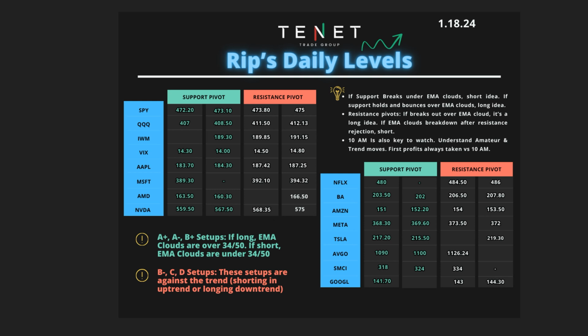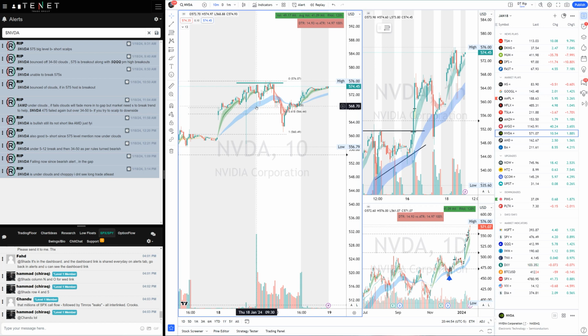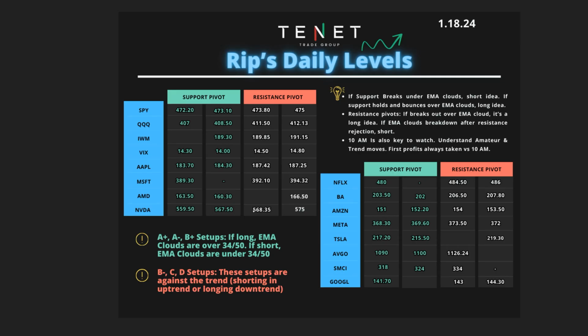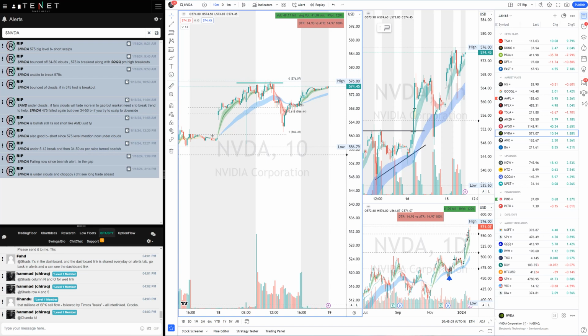568 is also there, another pivot, 567.50. So it was somewhere here, and I had a pivot at 568. Even a resistance pivot can become a support pivot, 568.35. So 568.35, around here was my pivot. Anyways, it was a bullish trend, right?